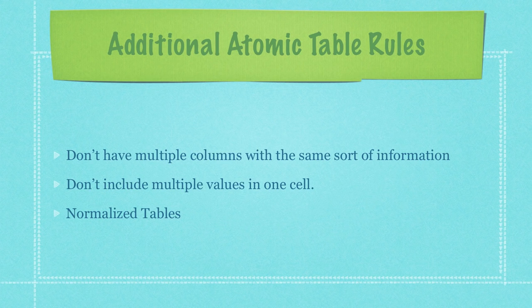You also don't want to include multiple values in one cell. For example, you wouldn't create a cell named jobs and then list that the person worked at McDonald's, Radio Shack, Walmart, and so forth and so on. You want to split all that out.